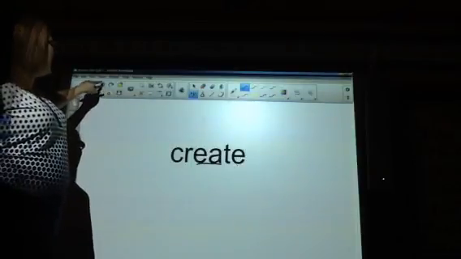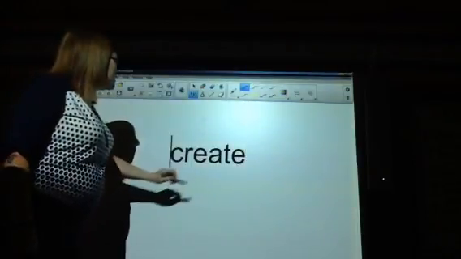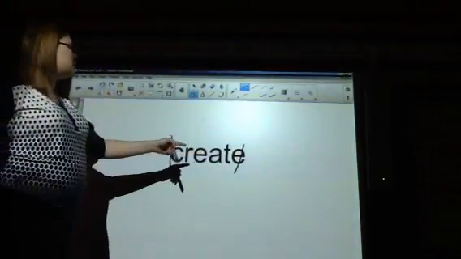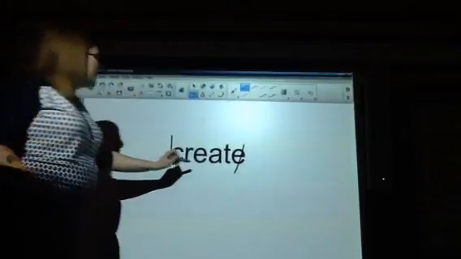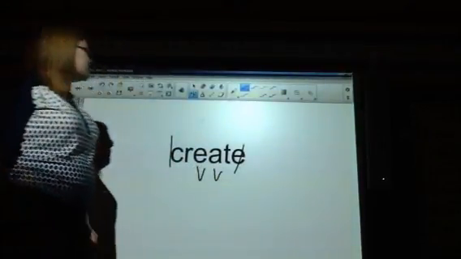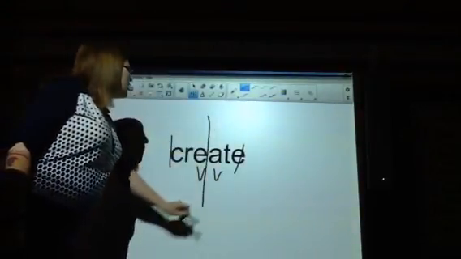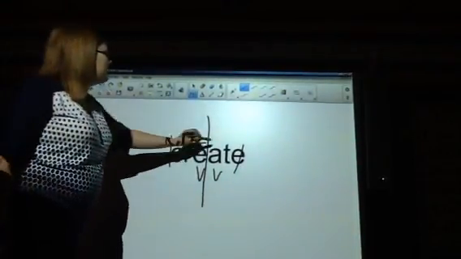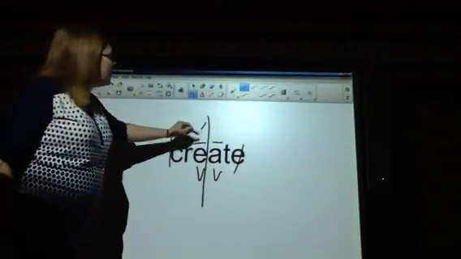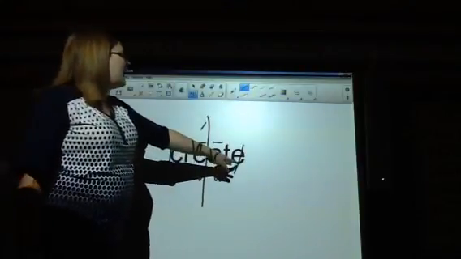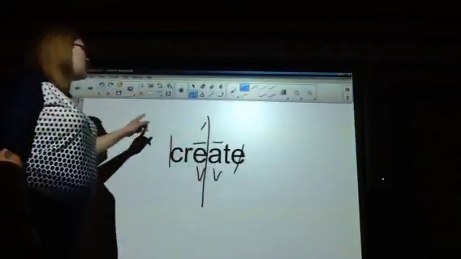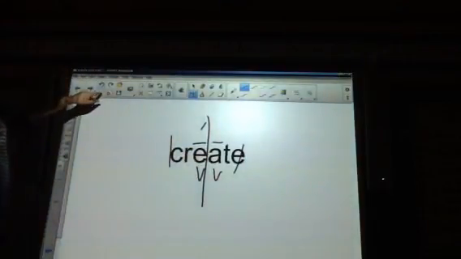So EA is a digraph, but it doesn't always work as a digraph, does it, Gabriel? So what do I need to do here if they're both making a sound? I've got two vowel sounds there. Between the two vowels. Okay. Put a macron above the E and a macron above the A. Okay, so we've got an open accented E and a consonant E. So they both can say A. Create. You guys want to try another one?